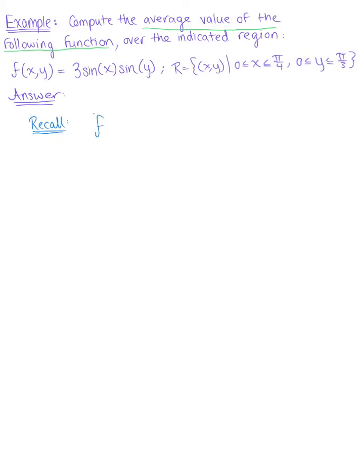As we say, the average value is f bar, and it's equal to 1 over the area of the interval. So we have b minus a, the length of x, multiplied by d minus c, which is the length of y, multiplied by the double integral over R of f of x y dA.